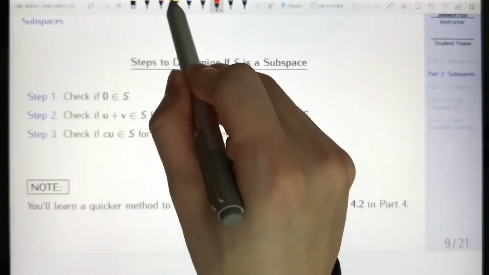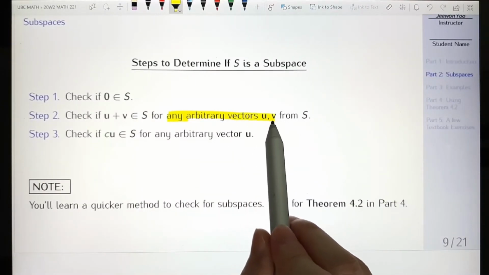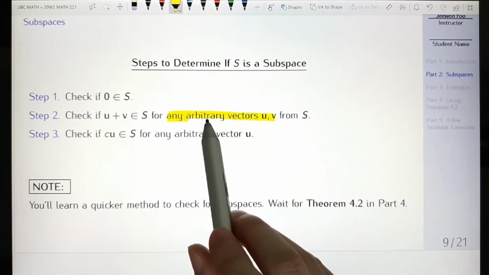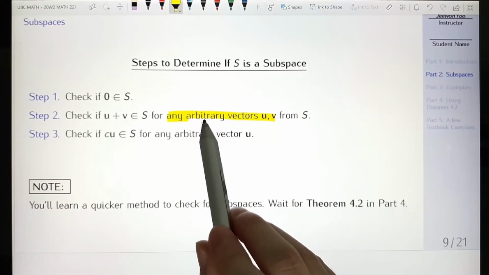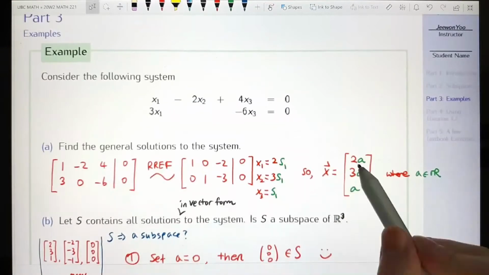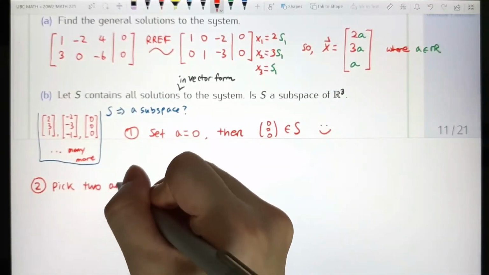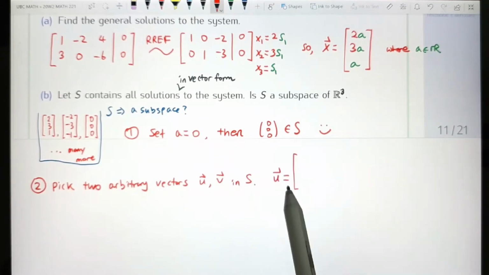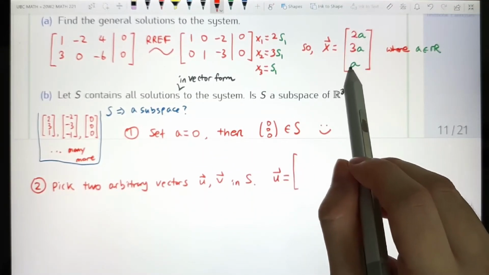Second condition. We need to pick two random vectors u, v from S. We have to use the word arbitrary vectors. Arbitrary vectors means u looks like this: 2a, 3a, a. U looks like 2a, 3a, a.